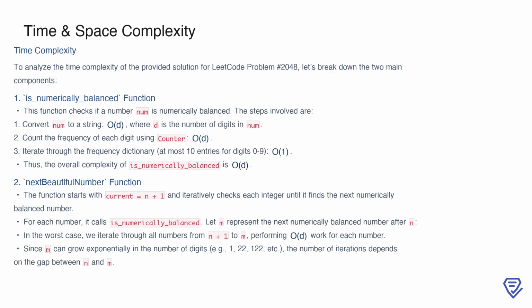Now, for next beautiful number, the function starts at n+1 and iteratively checks each number to determine if it is numerically balanced. For each number, it calls is_numerically_balanced, which is O(d). Let's define m as the next numerically balanced number after n. In the worst case, the function may need to iterate through all numbers between n+1 and m, performing O(d) work for each. The growth of m is exponential in the number of digits, which means the number of iterations depends largely on the gap between n and m.